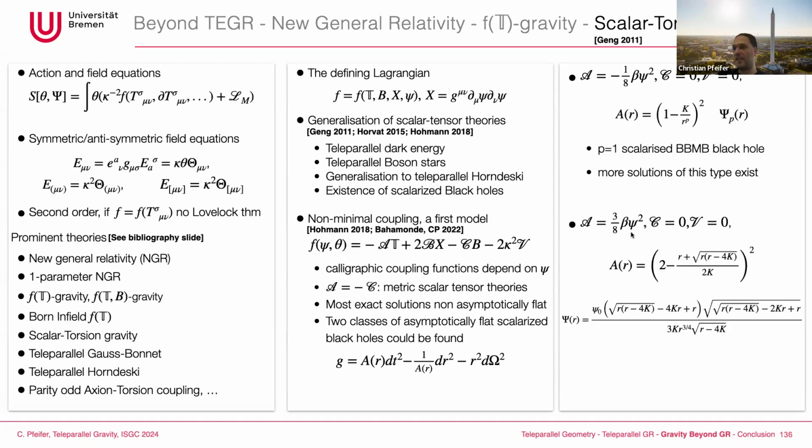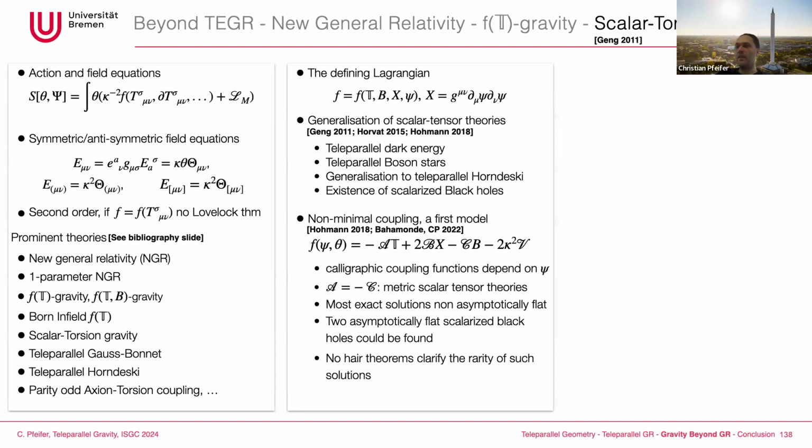Then another interesting class is this one, where we fix the scalar coupling function to the torsion scalar to this form. We get this rather weird looking metric component and scalar field. However, when we do a power law expansion in 1 over R, this really looks like Schwarzschild plus lower order corrections.